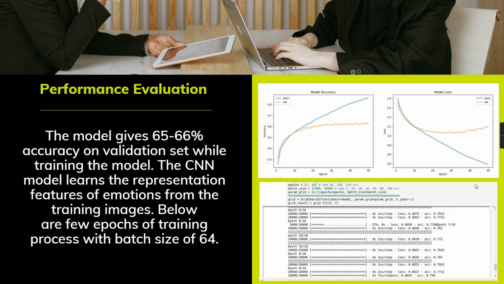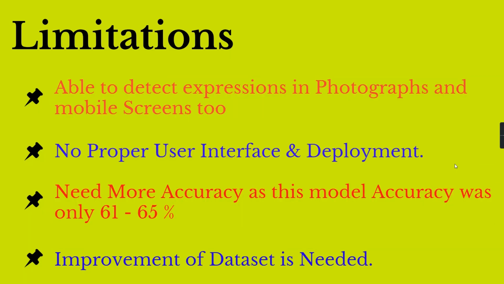Coming on to the performance evaluation, as we can see, the model accuracy increases as the epochs increase. I performed about 50 epochs in order to increase the model accuracy. My model accuracy was about 65 to 66% on the validation set in the CNN, and the model loss decreases as the epochs increase. So my model accuracy was about 65%.